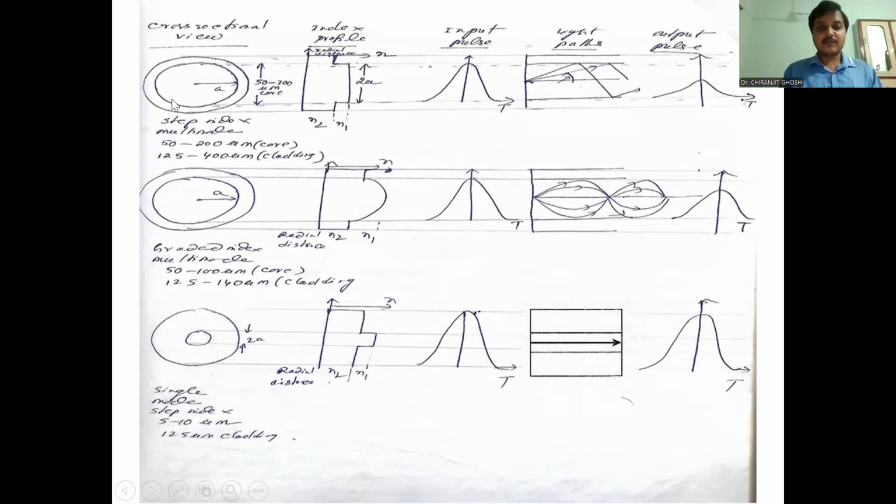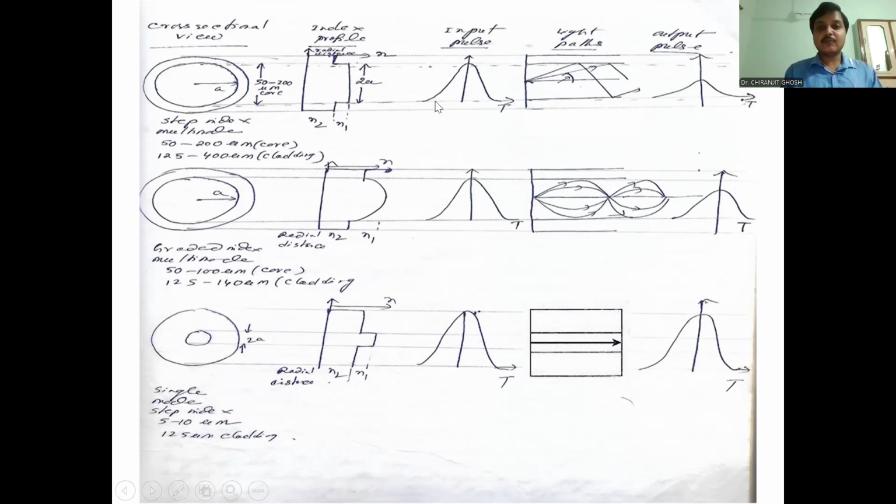Yeah, this is the cross-sectional view. So this is step index multimode fiber. Diameter is 50 to 200 micrometer core. Okay, cladding diameter is same for all multimode, step, graded, or step index. The cladding diameter is same. Only the difference is the core. For multimode, it should be 50 micrometer to 200 micrometer. For single mode, it should be 5 to 10 micrometer. So this is a multimode step index fiber.